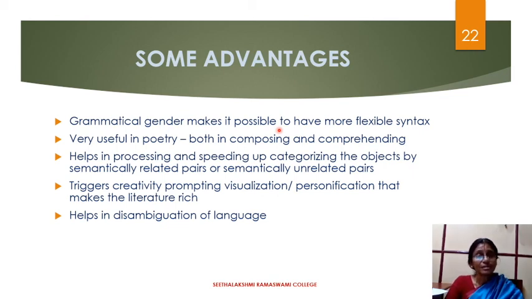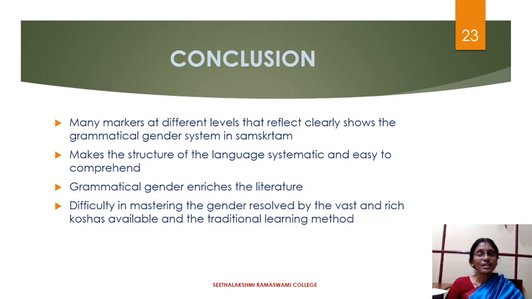And further, in a language there are a lot of ambiguities involved, but grammatical gender helps in disambiguation of the language. So that is the greatest benefit, the advantage of having grammatical gender. So grammatical gender is a boon to a language. To conclude, Sanskrit has several markers at different levels that reflect gender, and it clearly shows that the grammatical gender system is very vibrant in Samskritam.